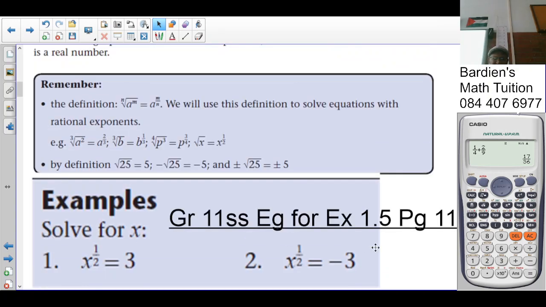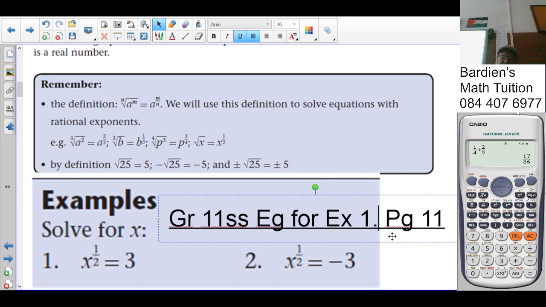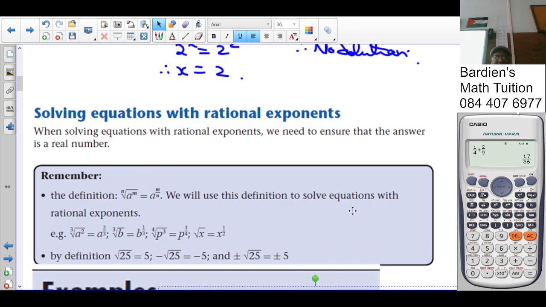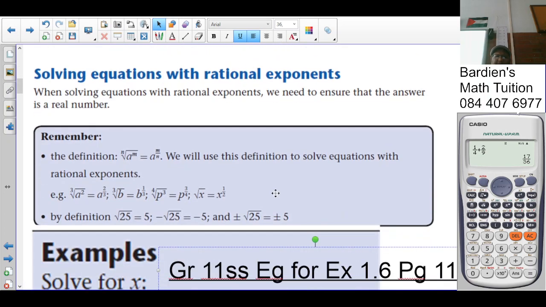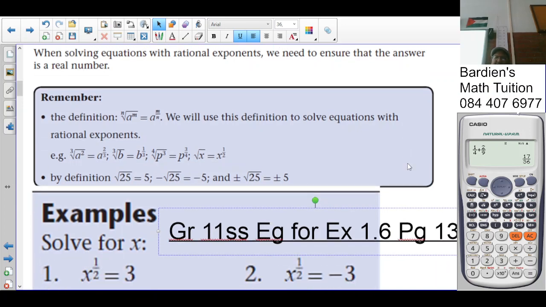Exercise 1.6. And the page? Or is this the next one? I'm on the right place, no? And page? 11. You sure? Okay, so the exercise is on page 13, then that's what should read here. Okay, the exercise 1.6 on page 13.